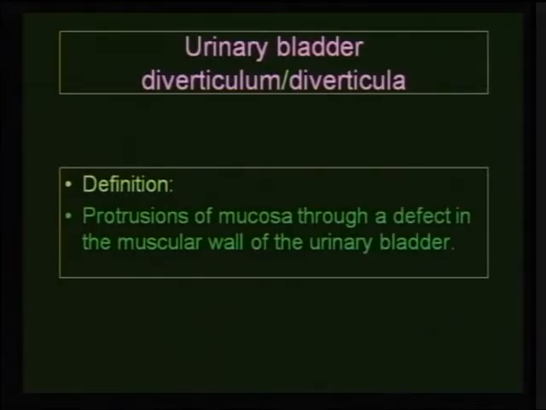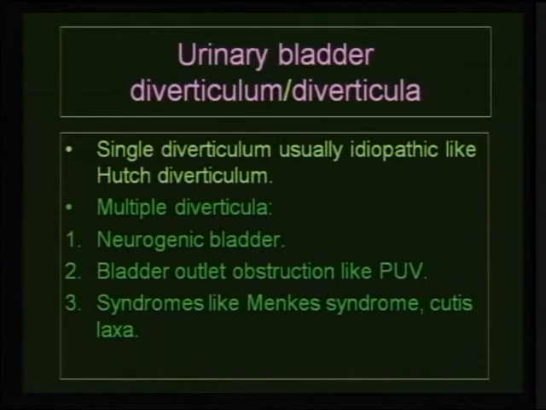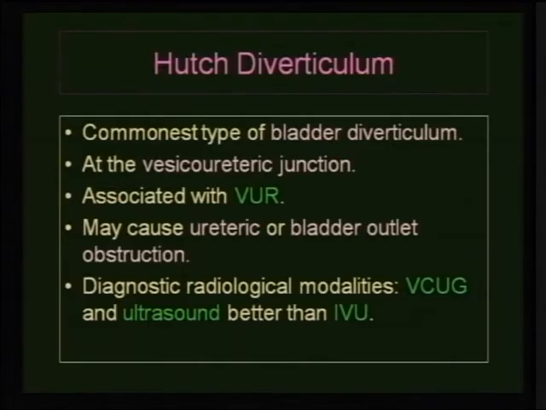Diverticulum is a protrusion of the mucosa to the outside through a defect in the muscles. A single diverticulum like Hutch diverticulum. Hutch diverticulum is the diverticulum which is at the vesico-ureteric junction and can be associated with reflux. Multiple diverticuli, we see in neurogenic bladder, you can see it in bladder outlet obstruction, and you can see it in syndromes like Menkes or cutis laxa.